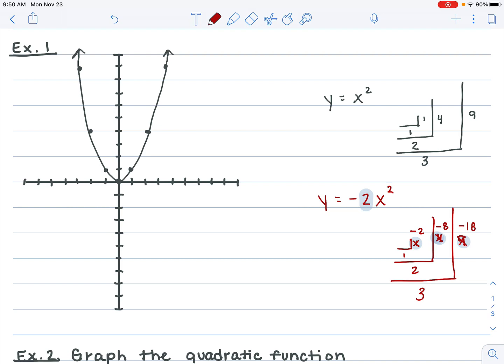Now here also, the vertex isn't going to change. There are no horizontal or vertical shifts. My vertex is still 0, 0. For my first point, it says we're going to go over 1, down 2. And then it says we're going to go over 2, down 8. 1, 2, 3, 4, 5, 6, 7, 8. And duplicate that on the other side. Now, we can't really do our over 3, down 18 because we run out of room. But as long as you have your 5 points, you're good to go.